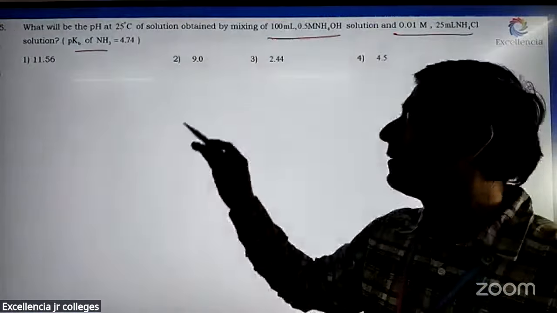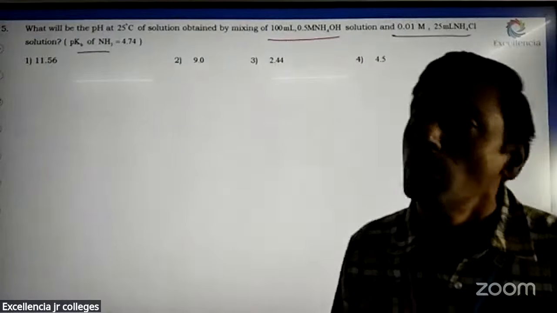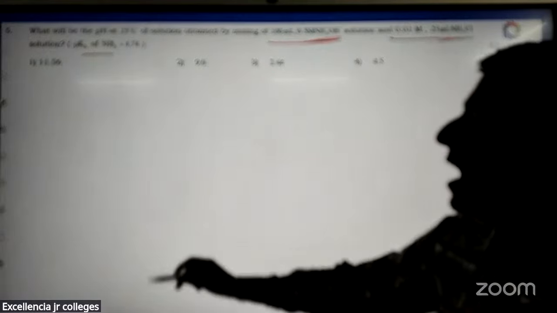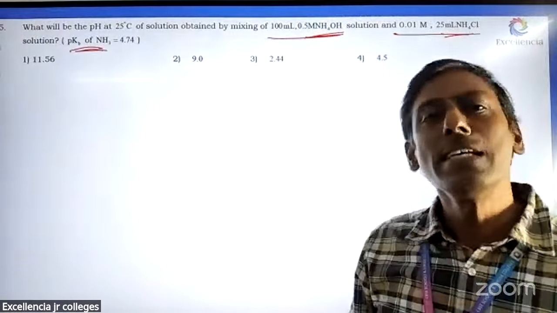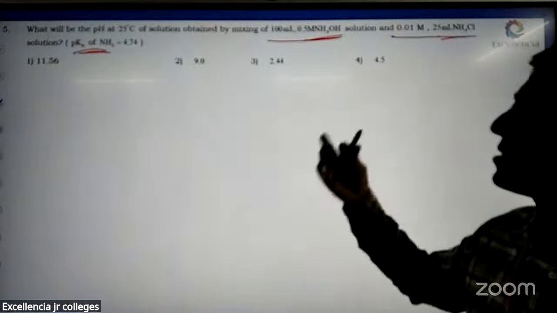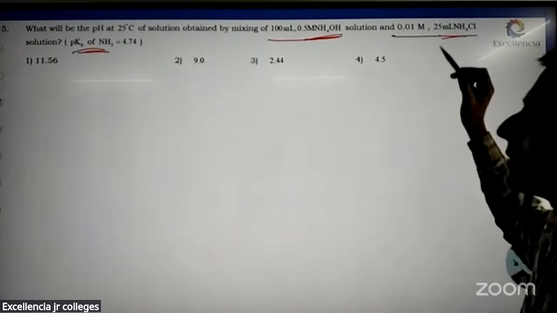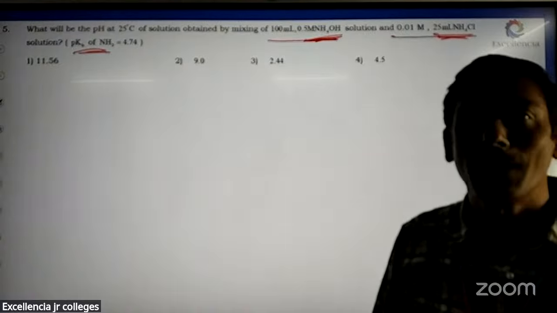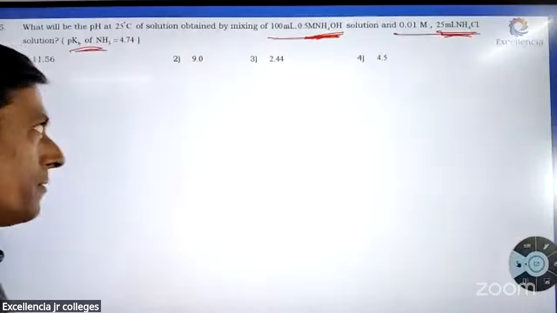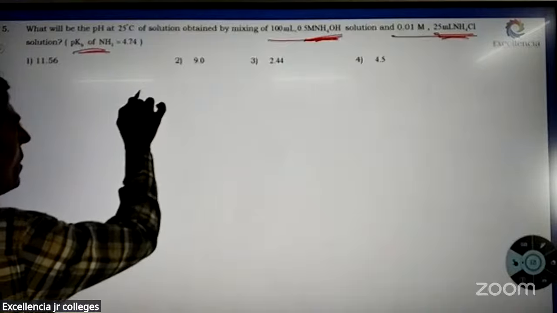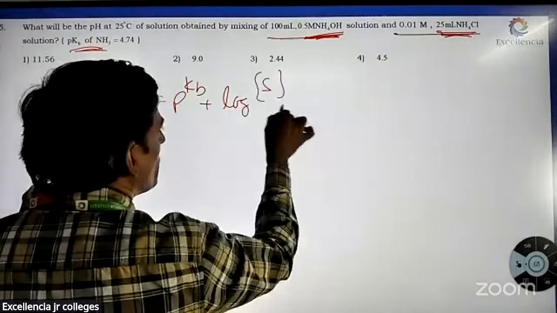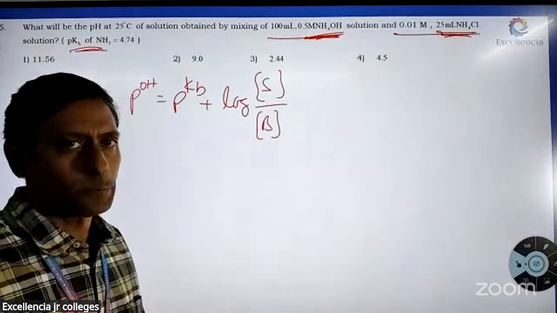By reading the question, we can understand it is related to a buffer solution, because you have the weak base and the salt of a strong acid, and pKb is given. Ammonium hydroxide is a weak base and ammonium chloride is the salt of a strong acid. The combination of weak base and salt of strong acid becomes a basic buffer. So directly I'll go for the basic buffer formula: pOH is equal to pKb plus log of concentration of salt by concentration of base.